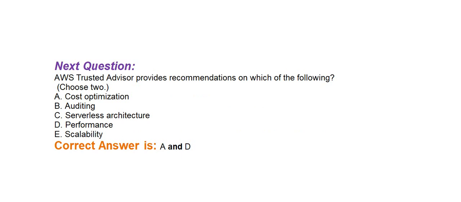Next question is, AWS Trusted Advisor provides recommendations on which of the following? Choose two options. Option A, cost optimization. Option B, auditing. Option C, serverless architecture. Option D, performance. Option E, scalability. Correct answer is option A and option D, cost optimization and performance.